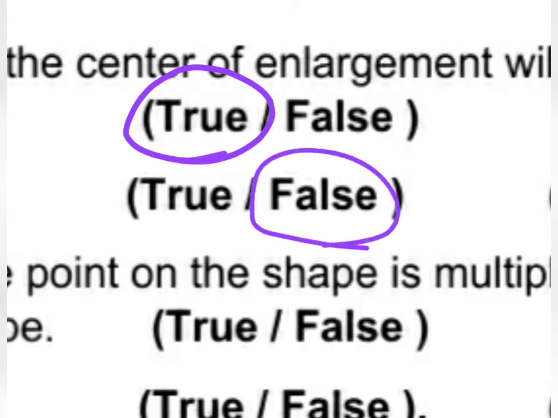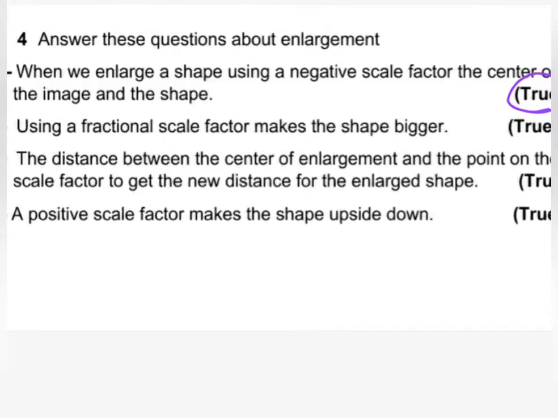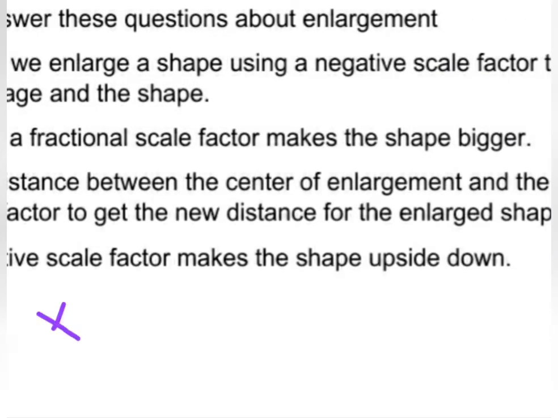Very good. Now let's talk about C. The distance between the center of enlargement and the point on the shape is multiplied by the scale factor to get the new distance for the enlarged shape. Now, to understand this, let's talk about using a scale factor. Center of enlargement.